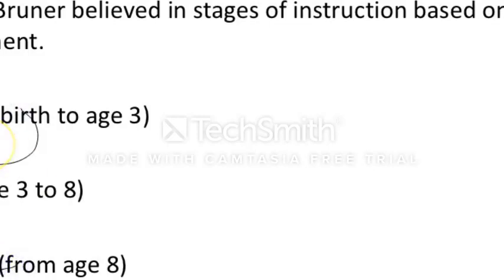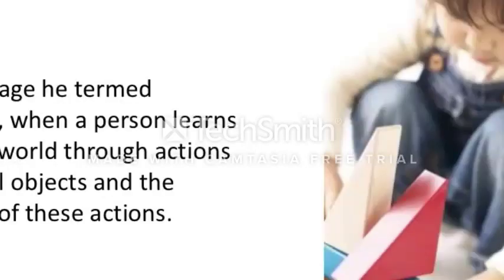So ang enactive, this happens from birth to age 3, and then iconic happens from age 3 to 8, and the symbolic stage comes from age 8 and above. So each mode is dominant at different phases of development but are all presented in accessible ways. So let's discuss these three processes.